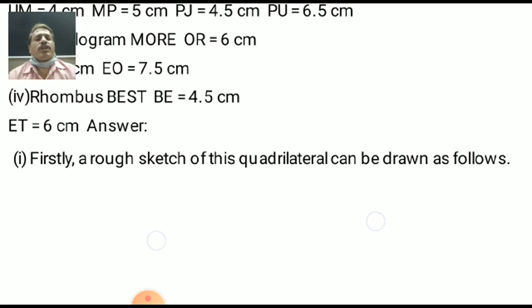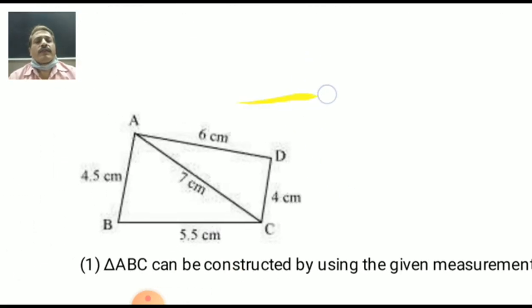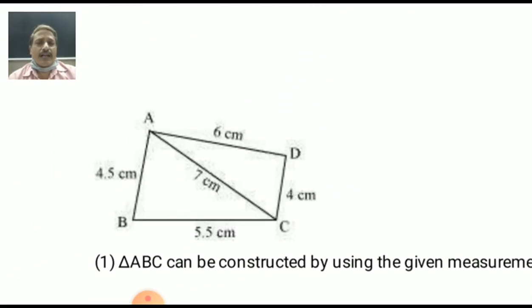Firstly, a rough sketch of this quadrilateral can be drawn as follows. The sides are given and one diagonal AC is also given. See how to draw this quadrilateral with the help of scale and pair of compass. You all know how to use the pair of compass and a scale. This is my scale and this is my pair of compass.